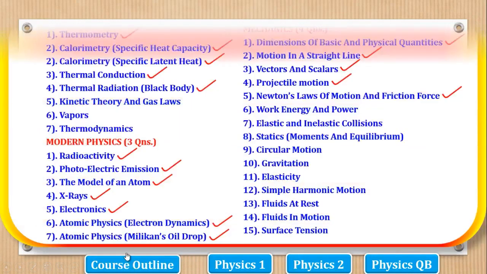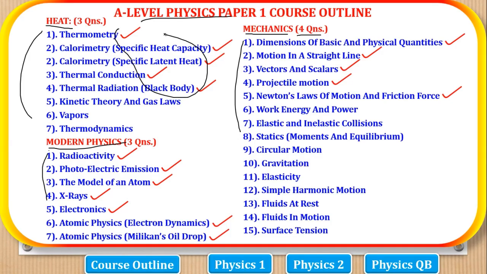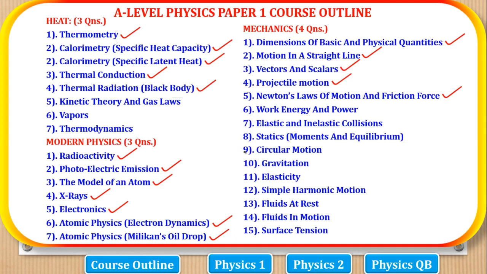Before we proceed, let's first look at the course outline of this paper. Physics Paper 1 is divided into 3 parts. The first part is mechanics, where 4 questions come from these topics. The second part is heat, where 3 questions come from these topics. And the third part is modern physics, where 3 questions come from these topics. The topics which are ticked are available on this platform, and the ones which are not yet ticked are yet to be uploaded.